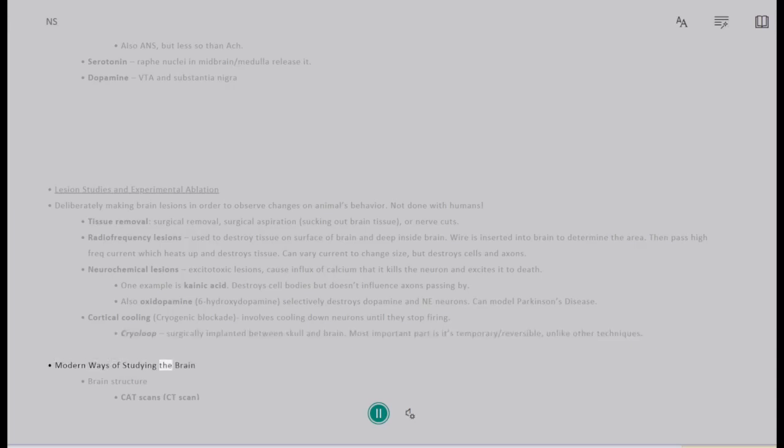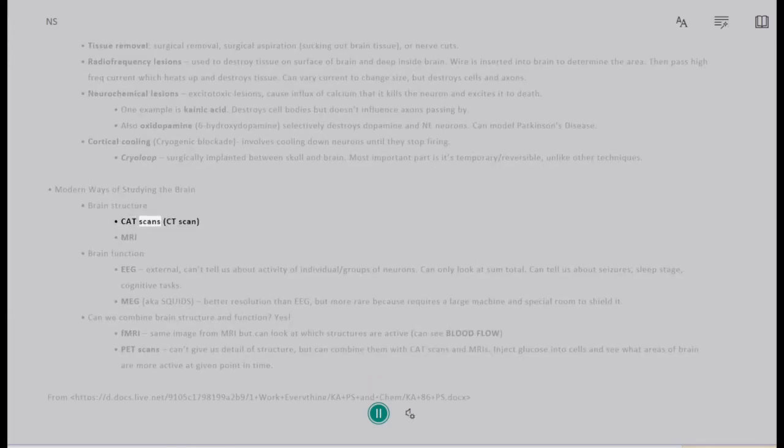Modern ways of studying the brain. Brain structure: CAT scans, CT scan. MRI. Brain function: EEG, external, can't tell us about activity of individual or groups of neurons. Can only look at the sum total. Can tell us about seizures, sleep stage, cognitive tasks.